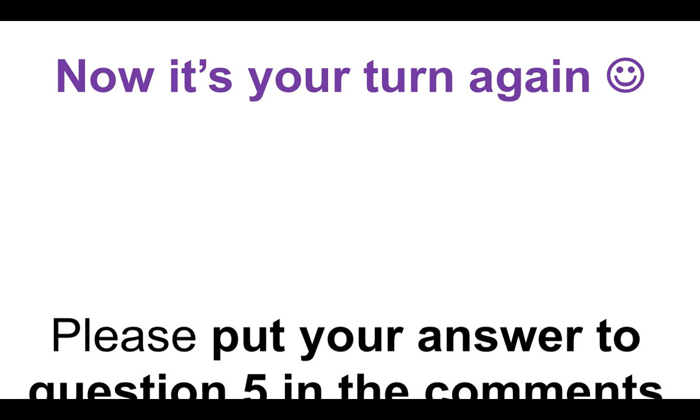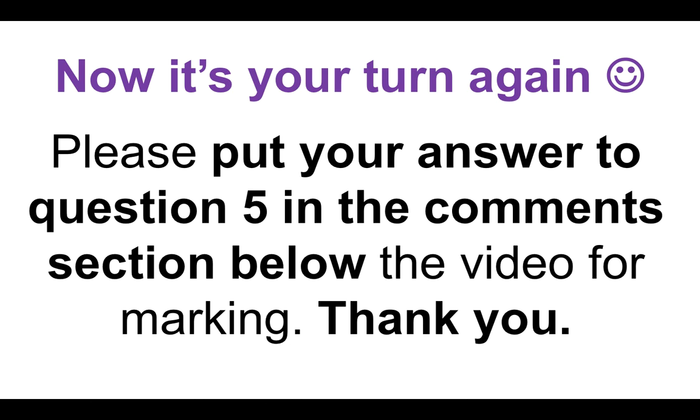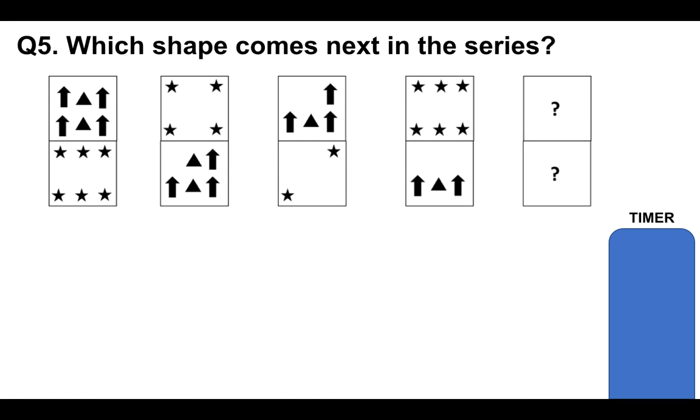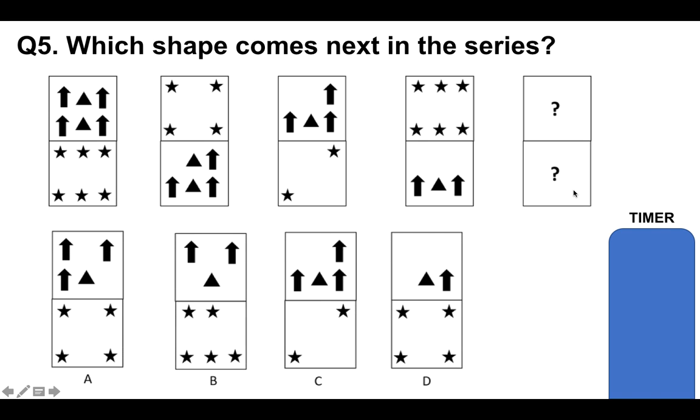So have a go at this one. Please put your answer to question 5 in the comments section below the video for marking. Here we go. Which shape comes next in the series? So we need to decide which ones come here. Is it A, B, C, or D? And you've got the time it takes that timer to come down to put your answer to question 5 in the comments section below. Here we go.